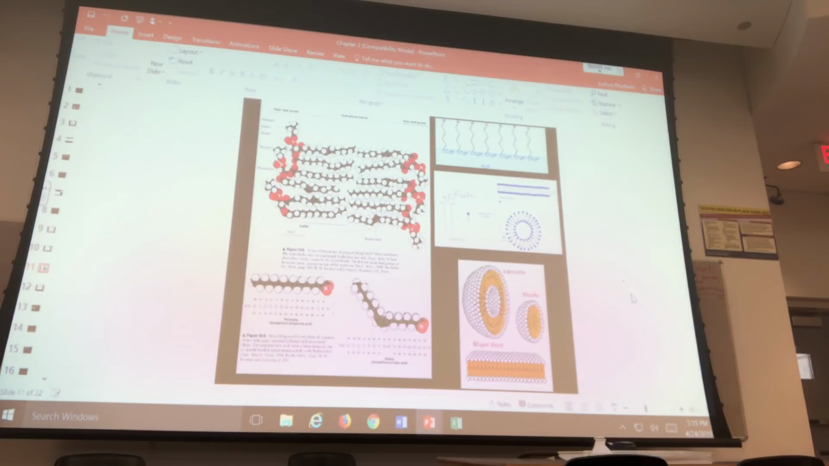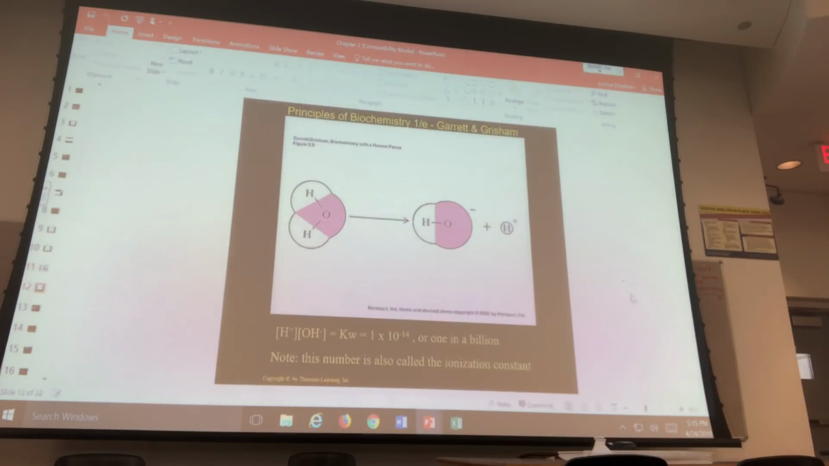Anyone want to remind me, how many tails must your phospholipid have if it's going to form a liposome? 2 tails. Good.